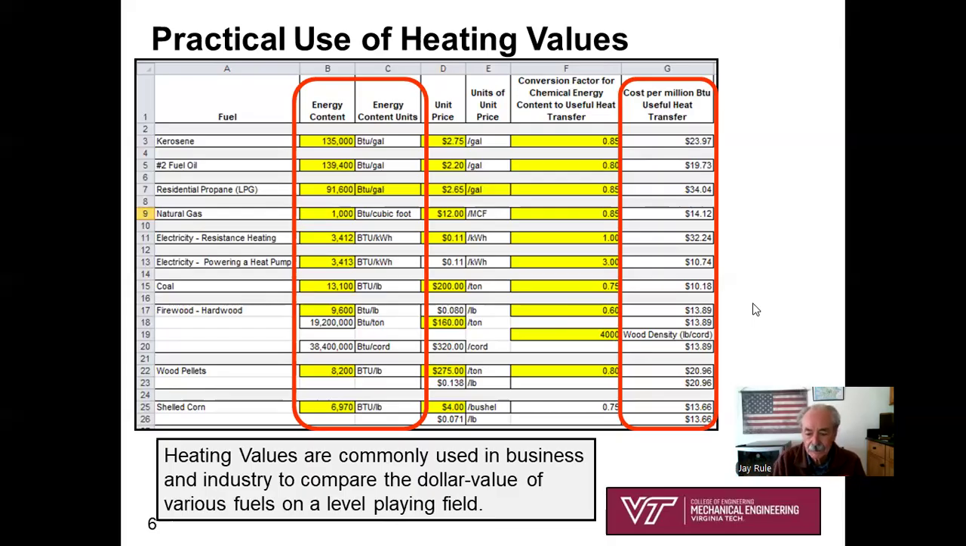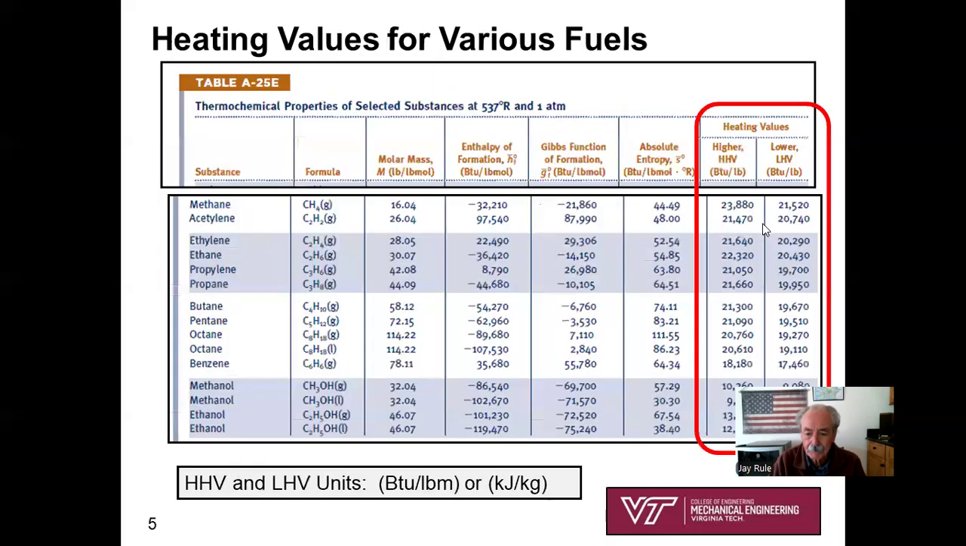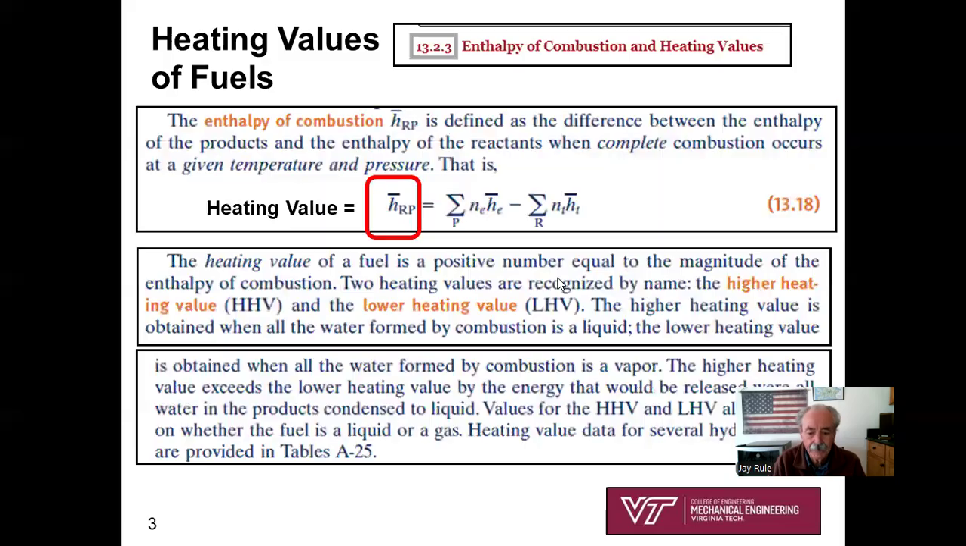Let me scroll back a little bit. Okay, I don't see it here. But here's the text in your textbook. It says the enthalpy of combustion, H bar of RP, in other words the heating value, is defined as blah, blah, blah, when complete combustion occurs at a given temperature and pressure. So you see, it does say that you have complete combustion of your fuel.